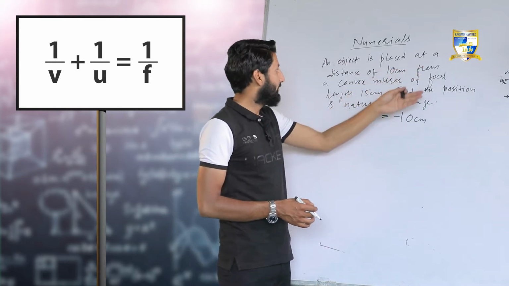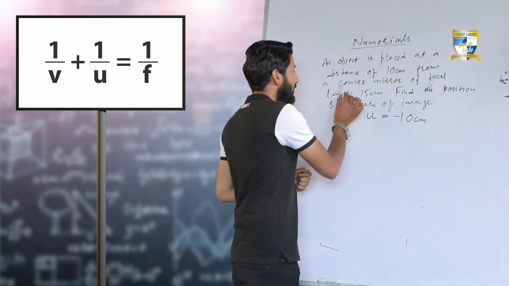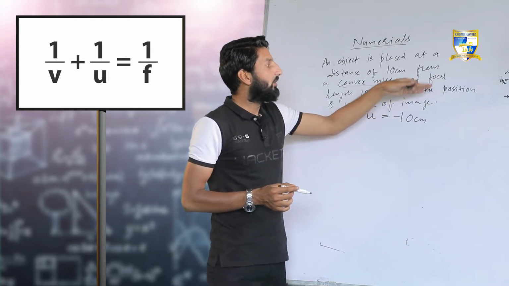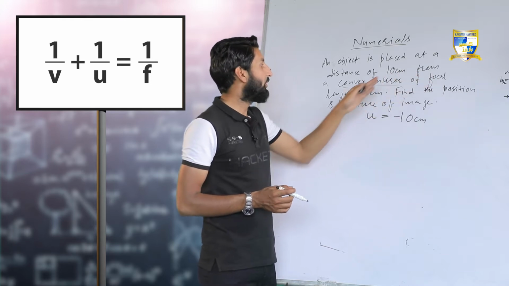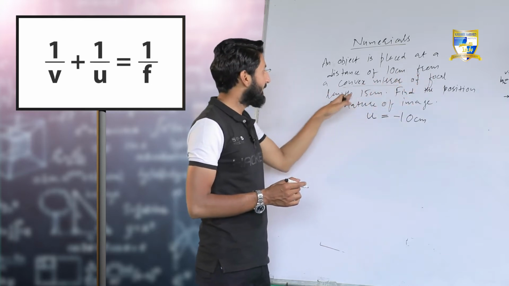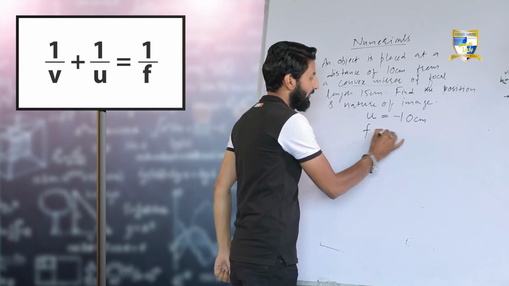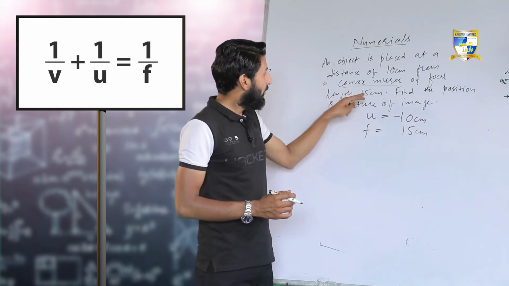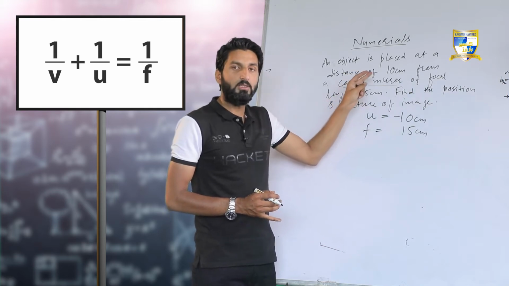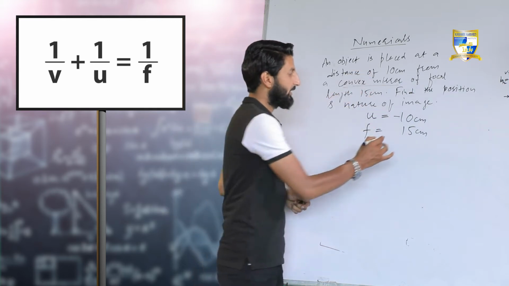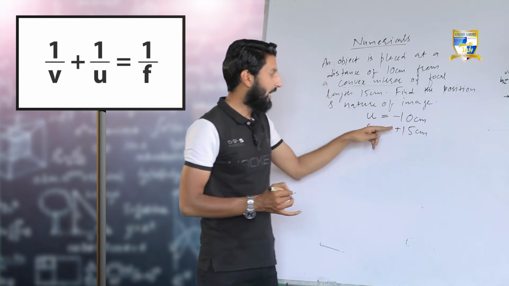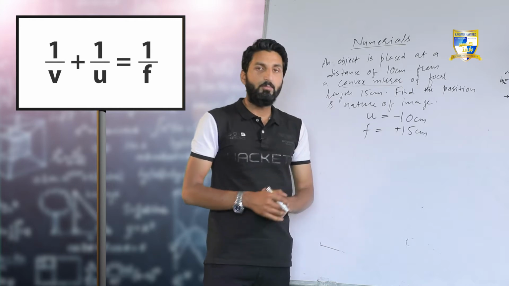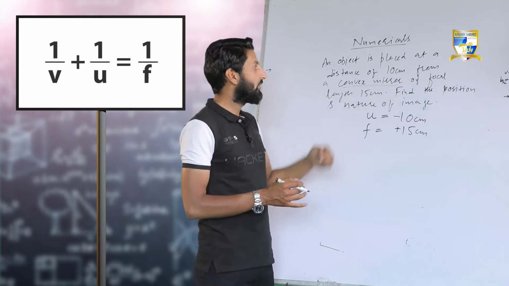Okay, the next value given, a convex mirror. You should also remember the mirror given in order to know the sign to be put before focal length. So here the focal length is given as 15 centimeter. But the focal length is of concave or convex? It is of convex, so it would be taken as positive. So focal length is plus 15 centimeter because it's a convex mirror.